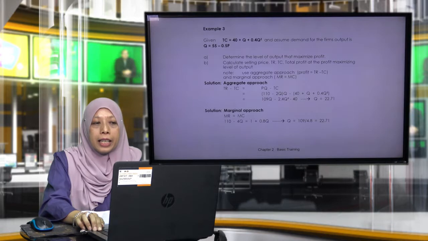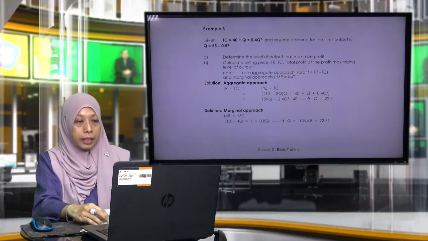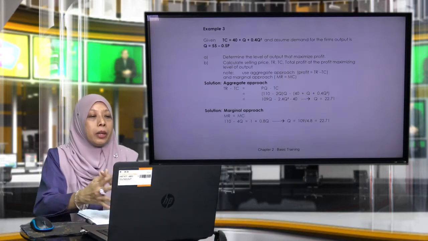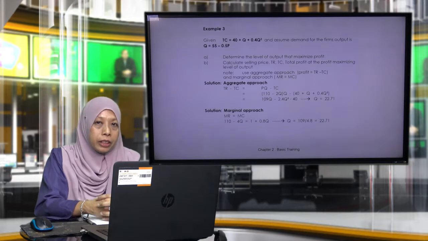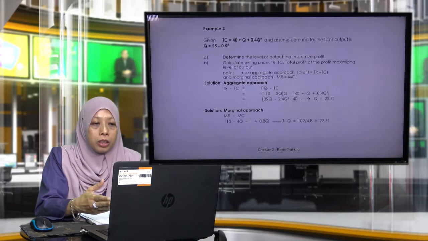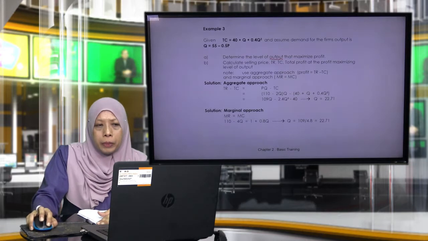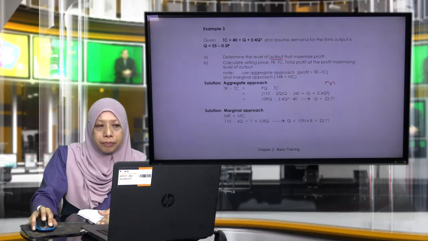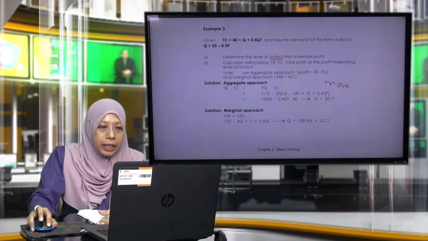Alright, let us move on to the next example. This is where you are required to determine the level of output that maximizes profit. Yet again, this is an optimization problem because you want to maximize profit. So the question is, to maximize profit, what is the output level? Remember, your main aim is to maximize profit.